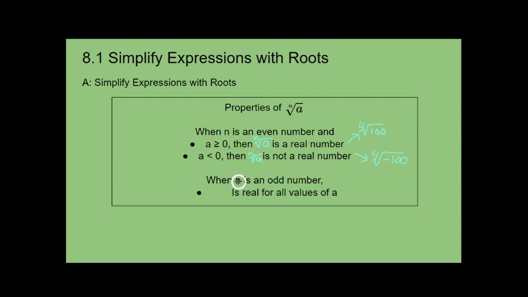However, when n is an odd number, let's say the fifth root of 100, then the nth root of a is real for all values of a. It doesn't matter what a is. So we could have the fifth root of positive 100. We could also have the fifth root of negative 100. As long as you have that odd number here, you can have a negative inside.